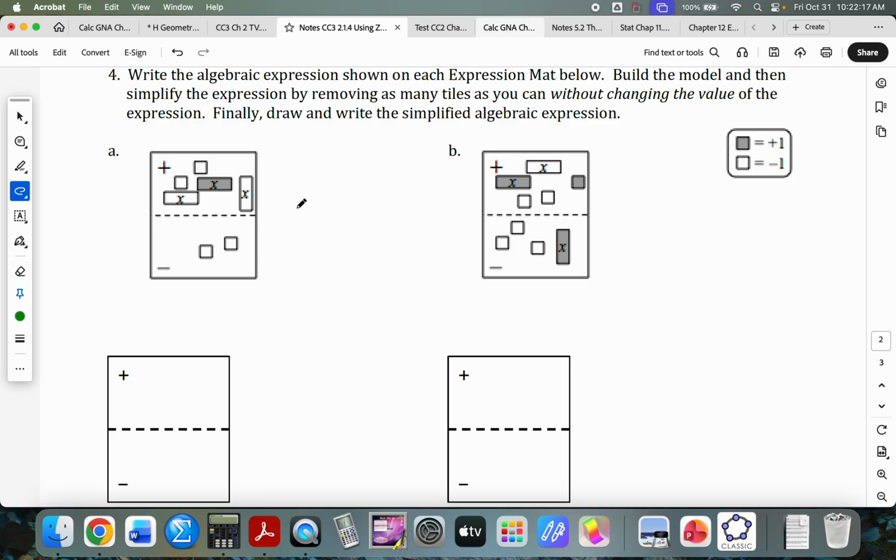Is that our bell already? I'm sorry, I must have lost track of time pretty badly. Yep. All right.